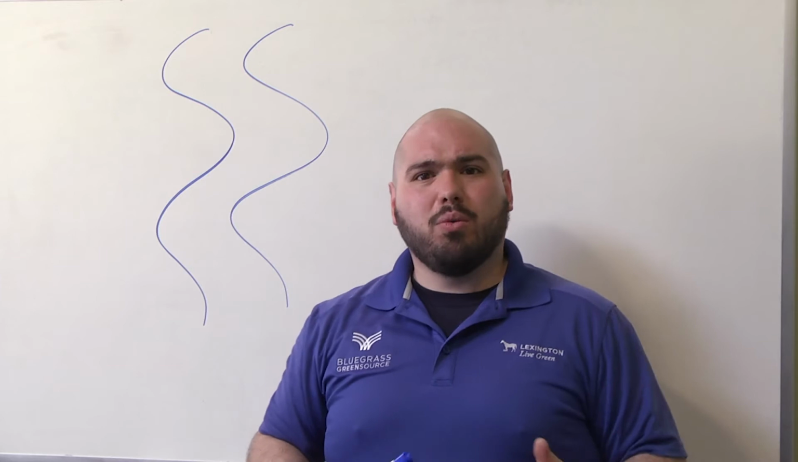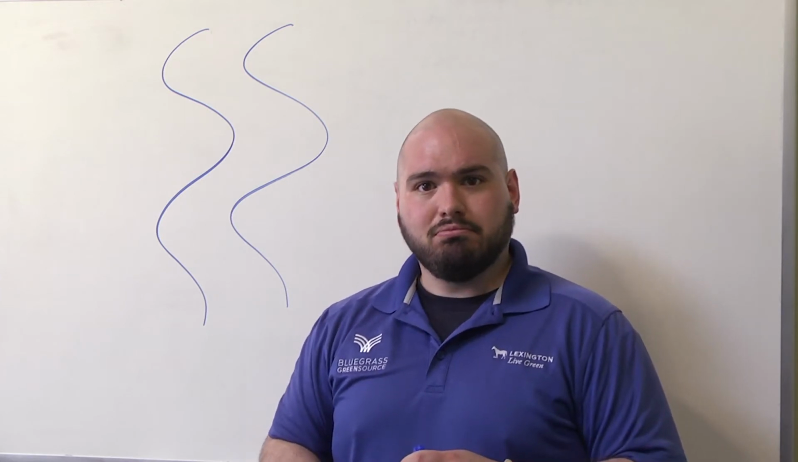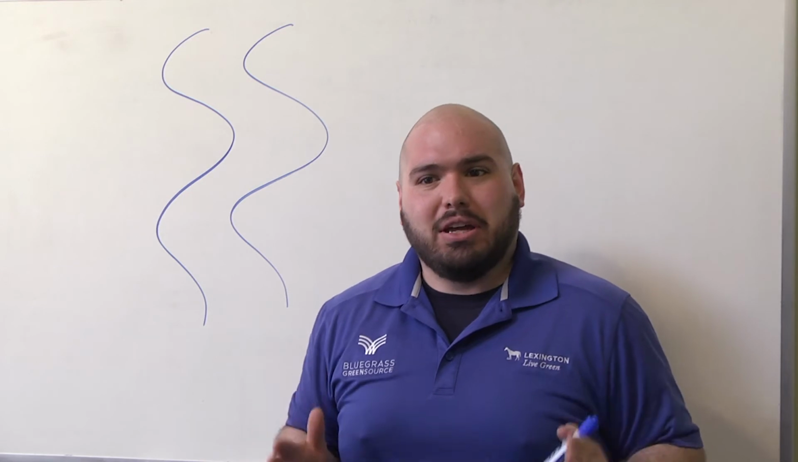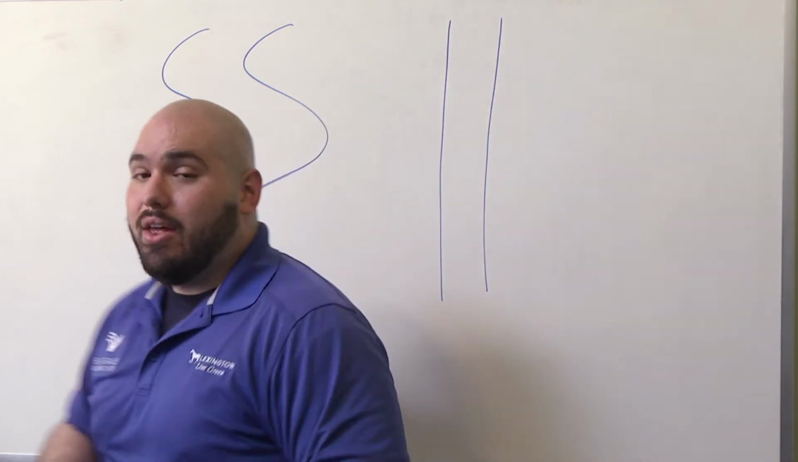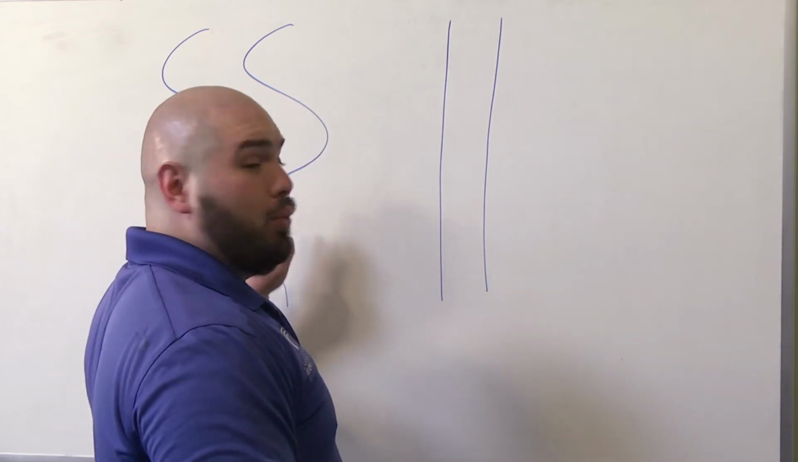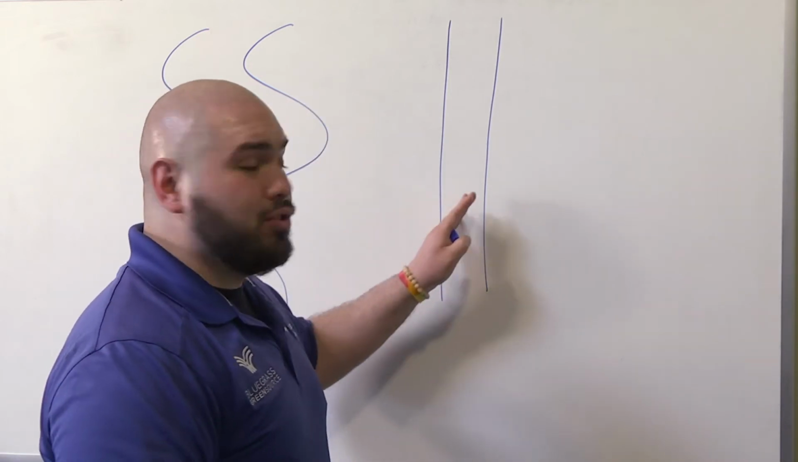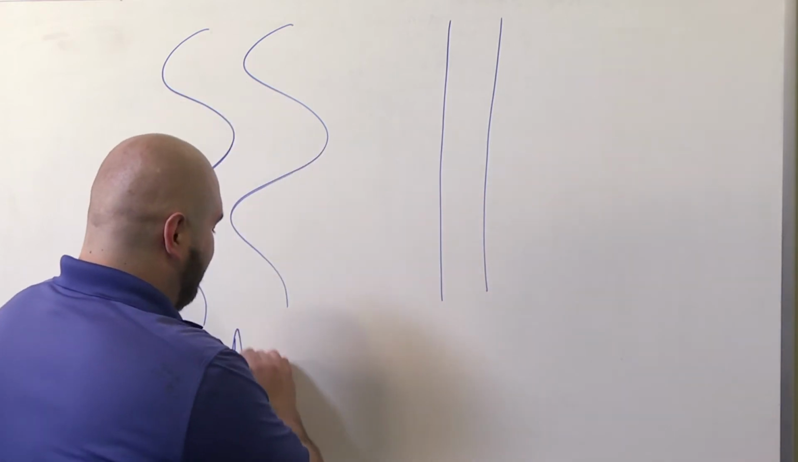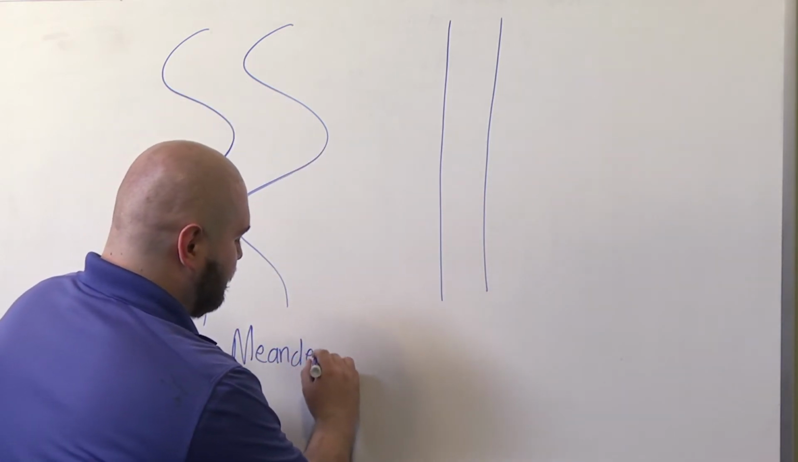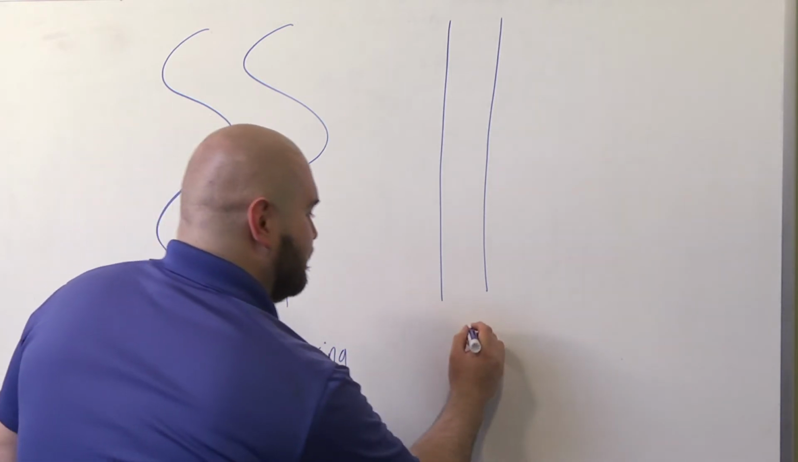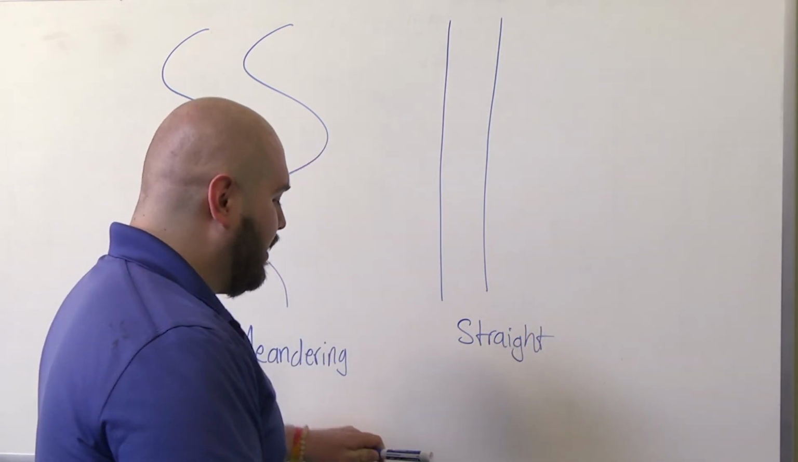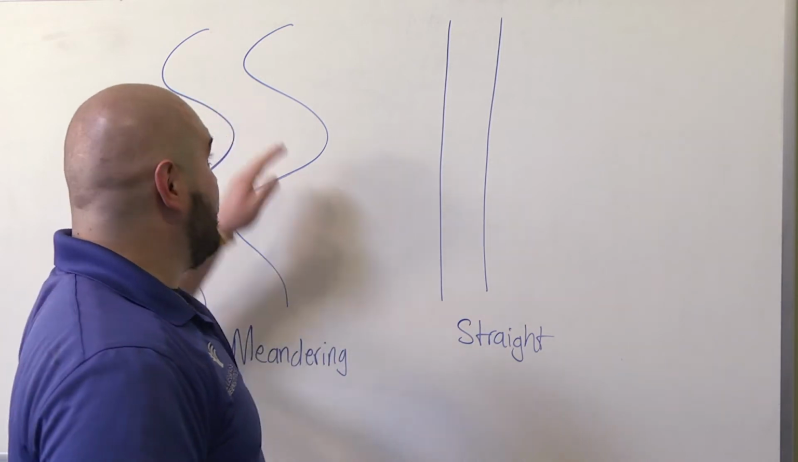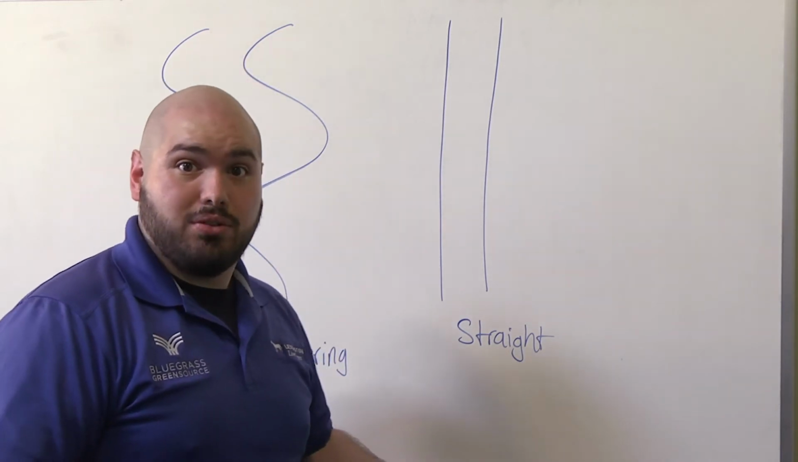Now, what's another way that you might see a stream? Yeah, sometimes you might see a stream that looks pretty straight, right? Well, we have those as well. These two streams have different names. We call this stream a meandering stream, and this stream is called a straight stream. So, I'm going to spell that for you. Meandering and straight. The meandering stream gets its name from these little bends. We call those meanders, okay?